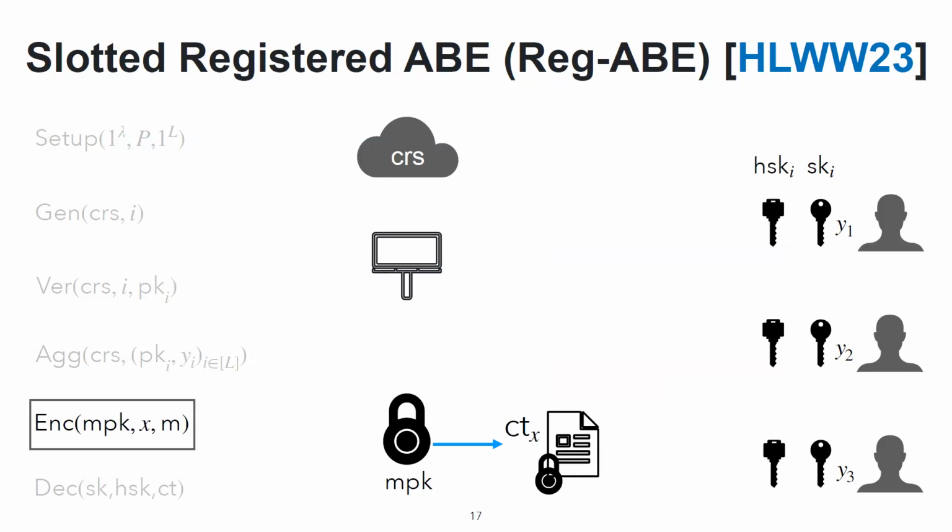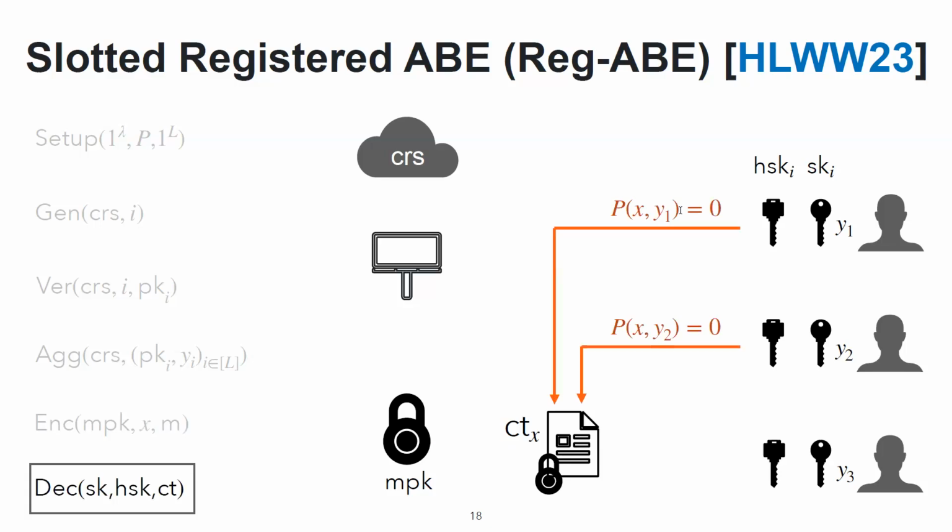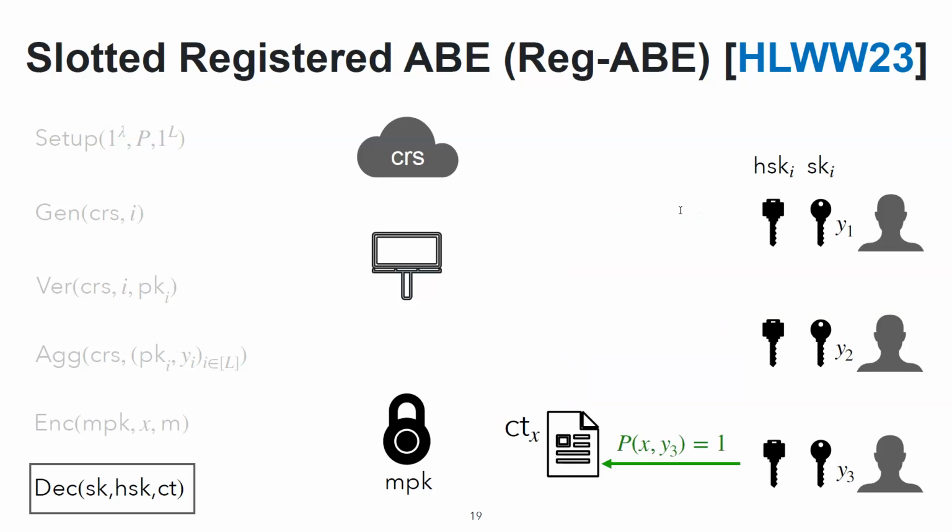The encryption phase is similar to that in standard ABE. The encrypted data will be associated with some value X. In the decryption phase, a user with value Y will use this secret key and the helper key to decrypt the ciphertext with X. And same as the standard ABE, the decryption goes through if and only if the predicate P(X,Y) equals 1.